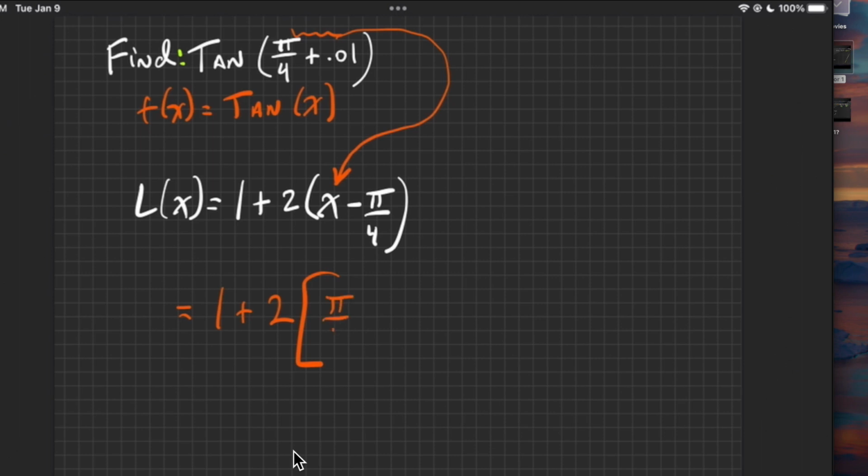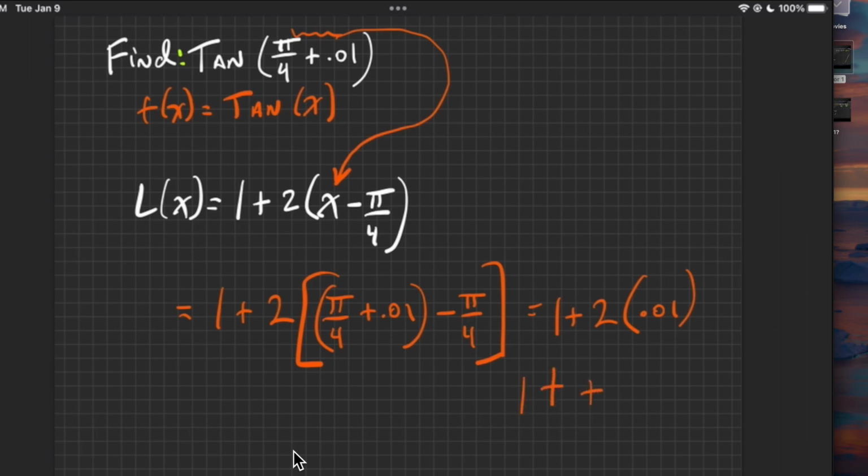So we're going to have pi over 4 plus 0.01 minus pi over 4. This is going to give us 1 plus 2 times 0.01. It's going to be 1 plus 0.02. Sorry, that's messy. Let me redo that. 1 plus 0.02, or a final answer of L of x equals 1.02.